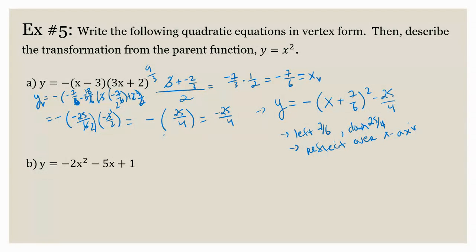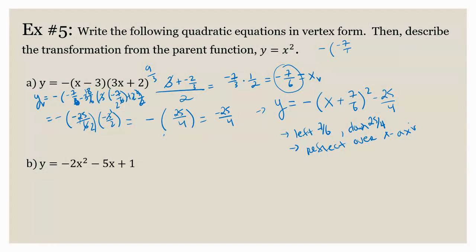Oh no, so I must have made an error somewhere. It can't have two x-intercepts. Oh man, negative 7/6. Let's see if I can find my own error. 3 and negative 2/3, I averaged them, and that was 9. So negative 7/3, negative 7/6. I think this is fine. So it must have been in my plugging it back in.